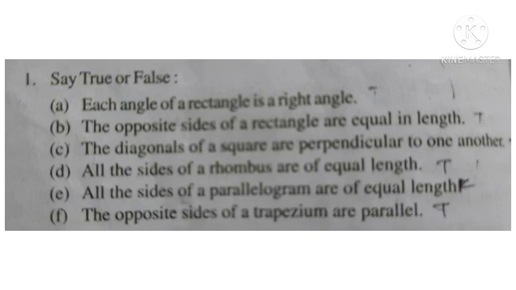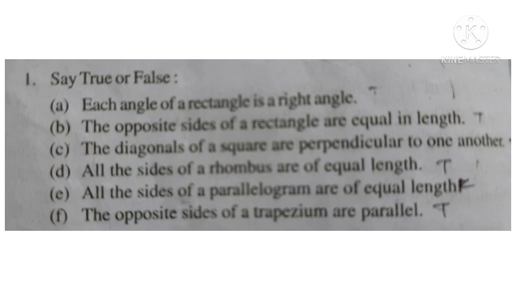Okay dear? Fine. Now you take exercise 5.7. Exercise 5.7. We will say true or false. Each angle of a rectangle is a right angle. Yes. So in a rectangle all the angles are what? Right angles. The opposite sides of a rectangle are equal in length. It's true. The diagonals of a square are perpendicular to one another. It is also true.